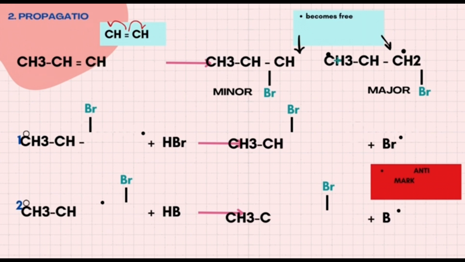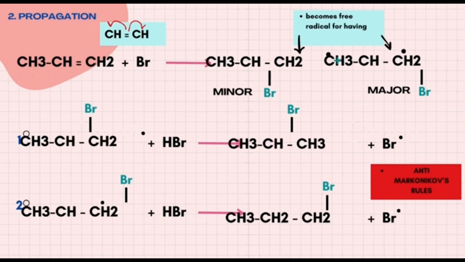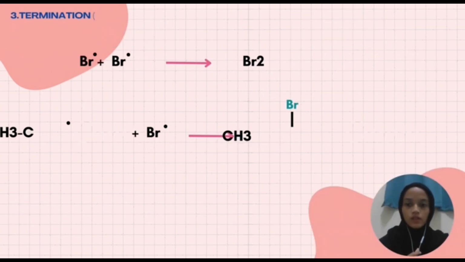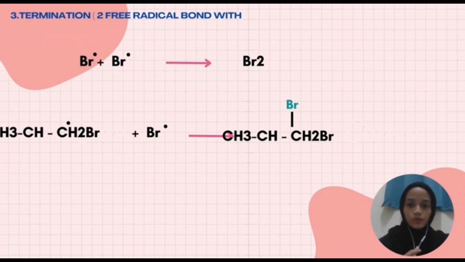The second step is the propagation step, in which more free radicals are produced and combine with molecules to produce other free radicals. The propagation step will stop when the termination happens. The termination is when two free radicals bond with each other and produce a molecule.